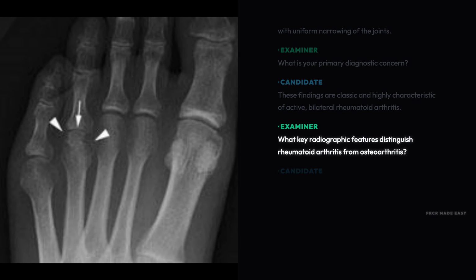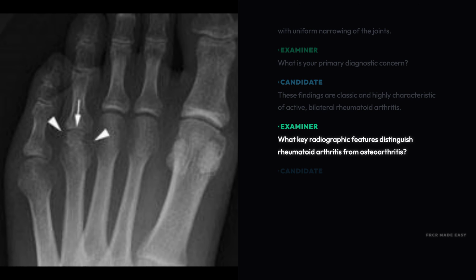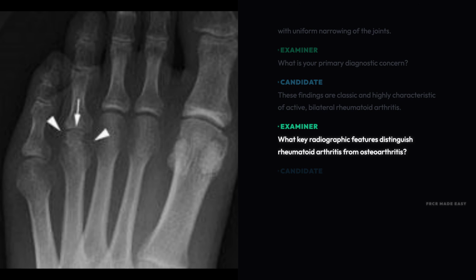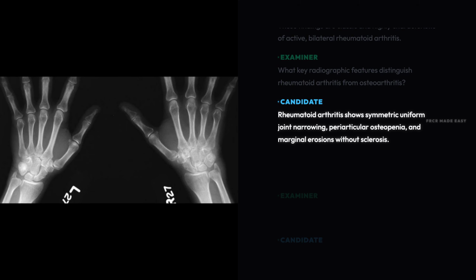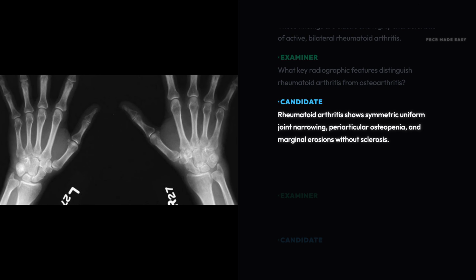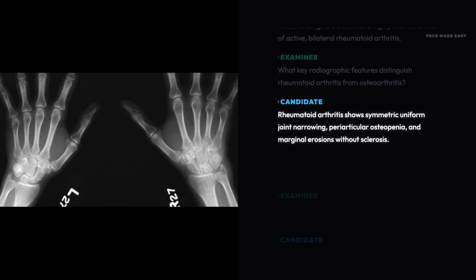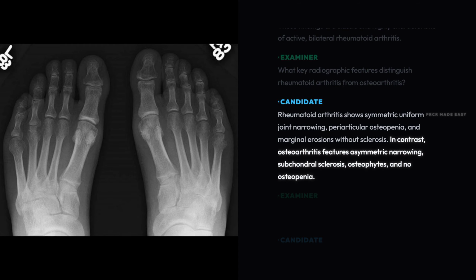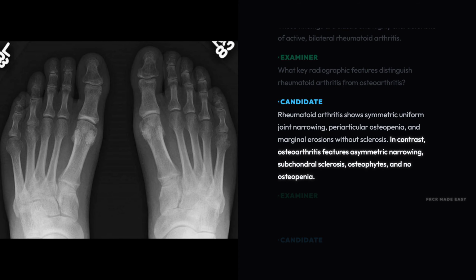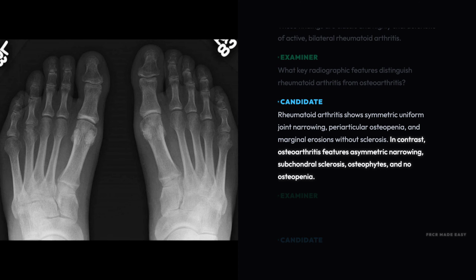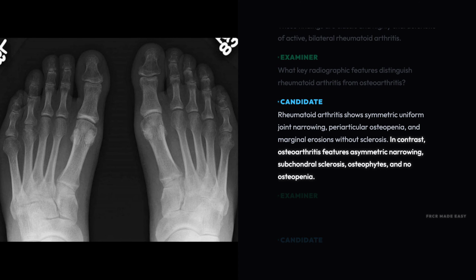What key radiographic features distinguish rheumatoid arthritis from osteoarthritis? Rheumatoid arthritis shows symmetric uniform joint narrowing, periarticular osteopenia, and marginal erosions without sclerosis. In contrast, osteoarthritis features asymmetric narrowing, subchondral sclerosis, osteophytes, and no osteopenia.